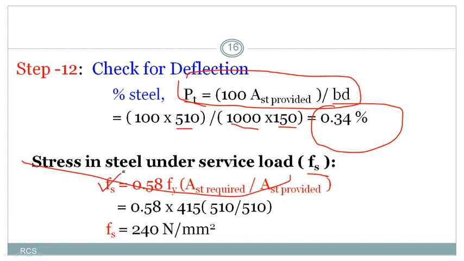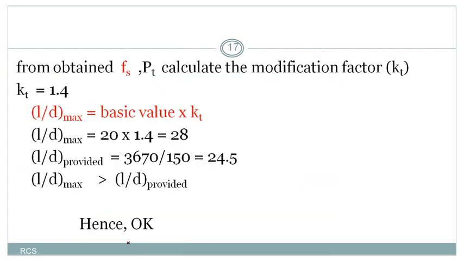And according to this formula, we can calculate what our Fs is. After substituting the values in that formula, we'll get Fs as 240 Newton per mm square. Now start the calculation. If your slab is to be safe against deflection, then this value must be satisfied. What is this value? L by D maximum must be greater than L by D provided. So we have to first calculate what the L by D maximum is.